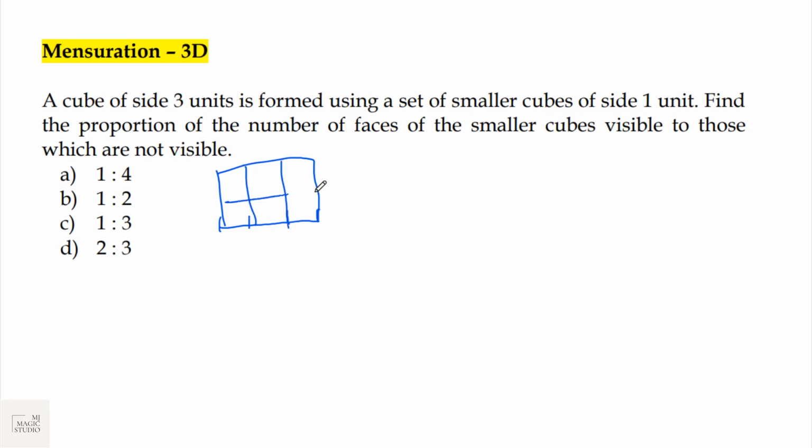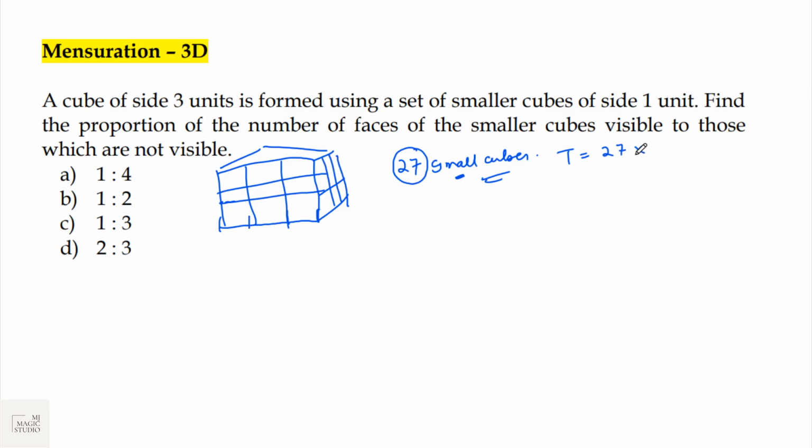Okay. So how many cubes are required to do that? 9 on one side and 3 here. That means 27 small cubes are required to produce this big cube. Find the proportional number of faces of the small cubes visible to those which are not visible. We have used 27 small cubes of 1 unit each. Total number of faces of small cubes is 27 into 6, that is 162.